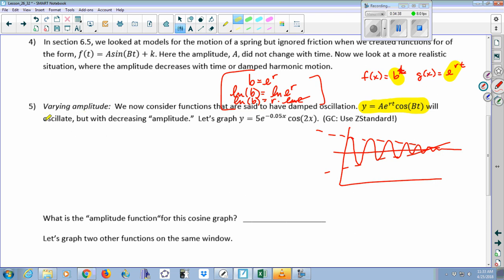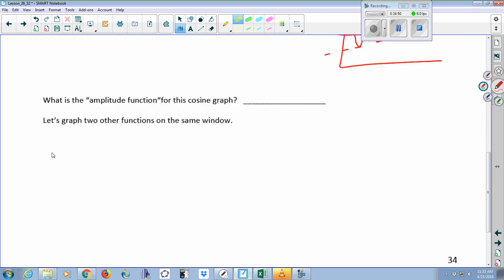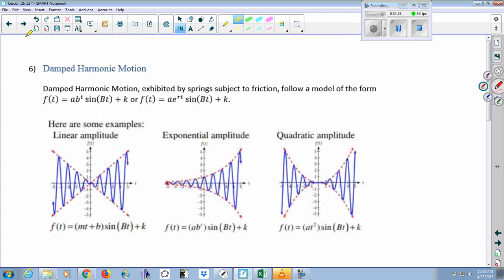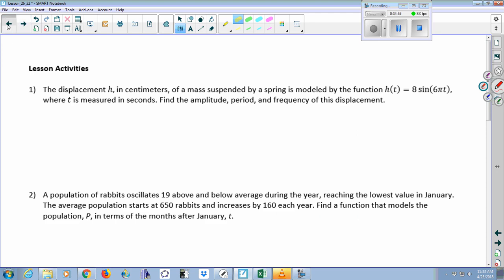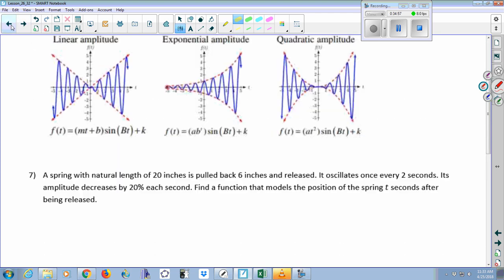All right, so this particular type of function will oscillate with a decreasing amplitude. What the heck does that mean, a decreasing amplitude? Do I have a picture of that here? Let's see. Thought I put one in.